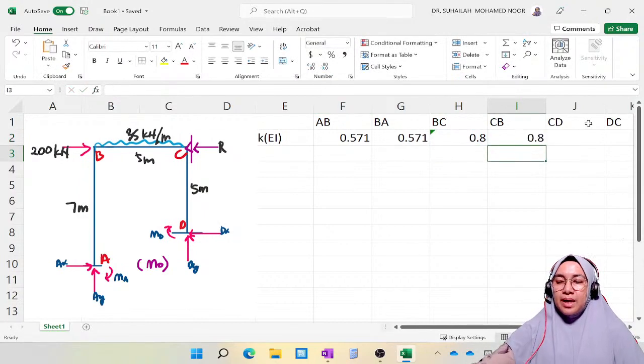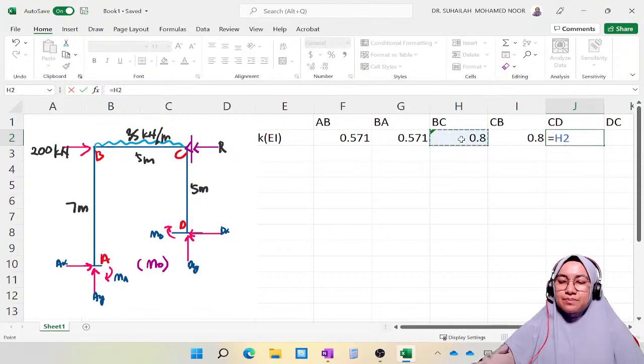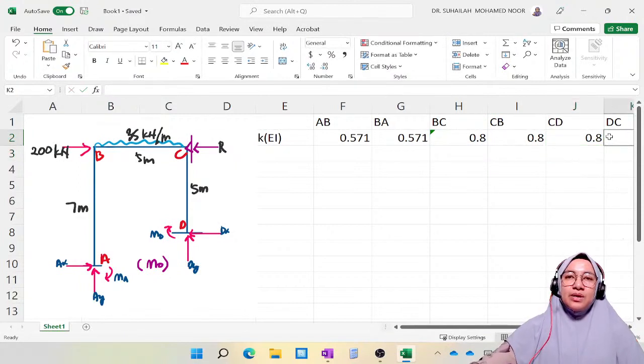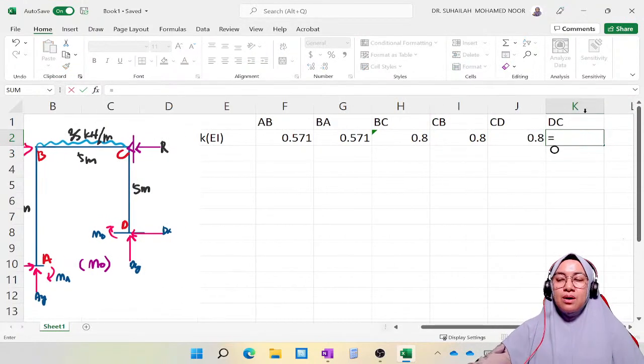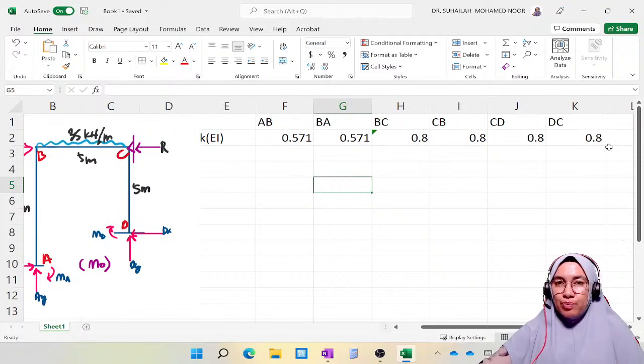For CD, it is also 5 and we use 4 over 5, so it is also the same. If EI is not constant, then we need to consider it. Now all EI is constant. So KAB is 0.571 EI, KBC is 0.8 EI, KCD is 0.8 EI.